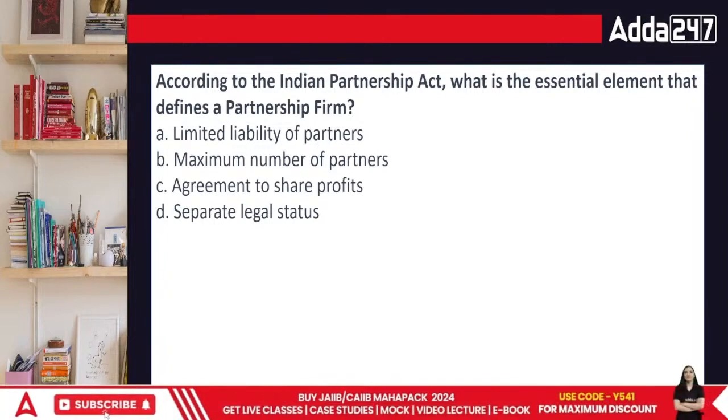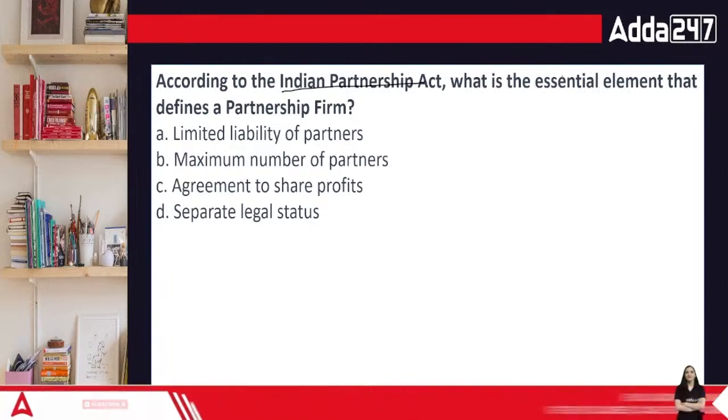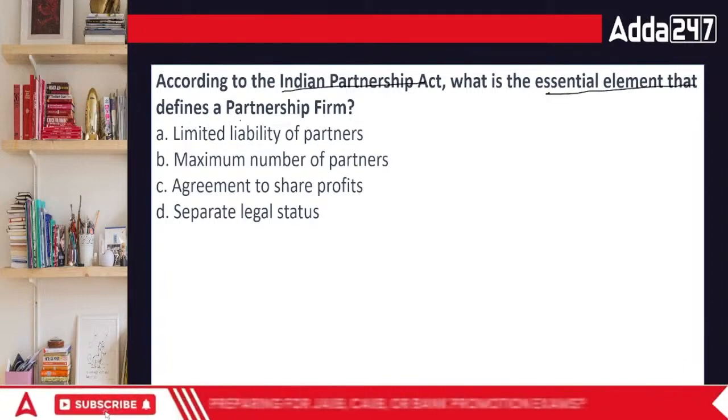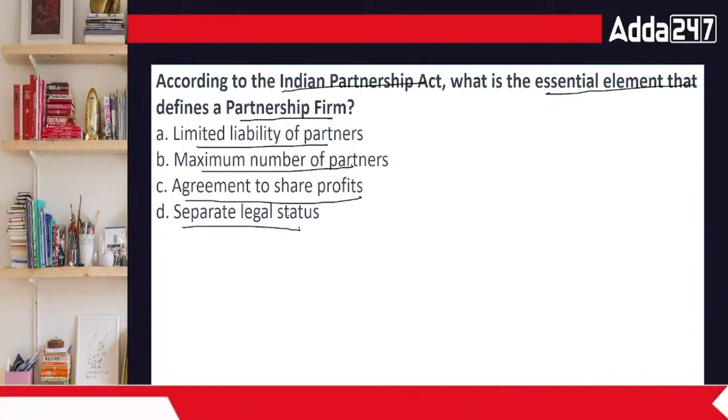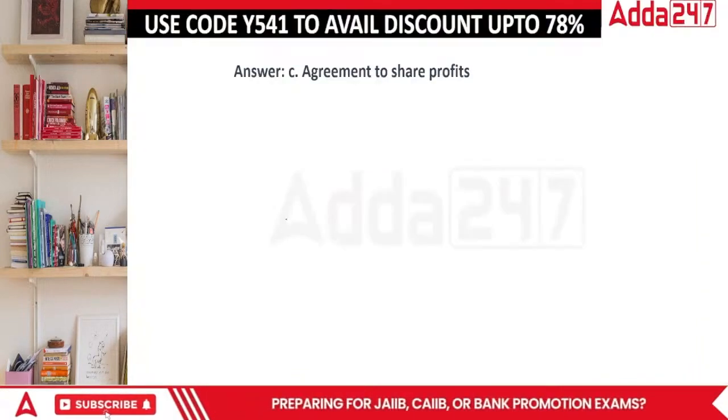Then comes, according to the Indian Partnership Act, what is the essential element that defines a partnership firm? LLP, maximum number of partners, agreement to share profits, or separate legal status. One of the most important elements is agreement to share profits.